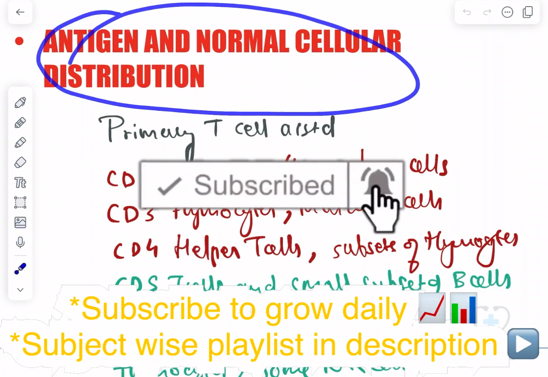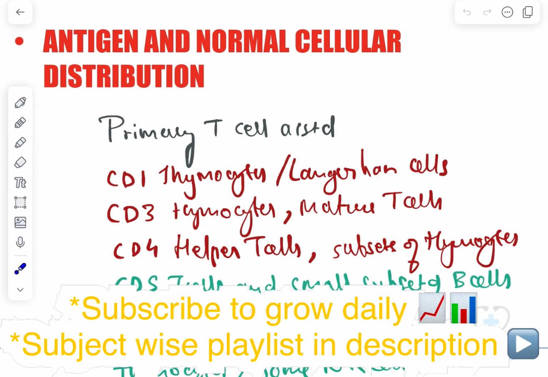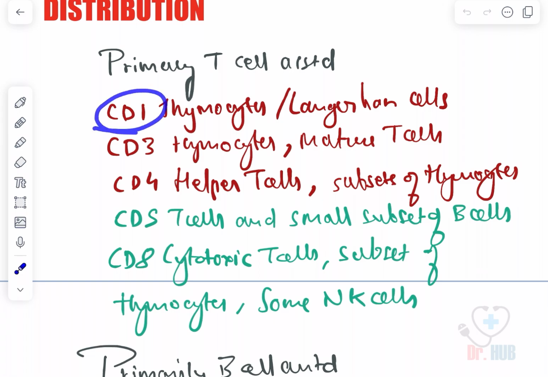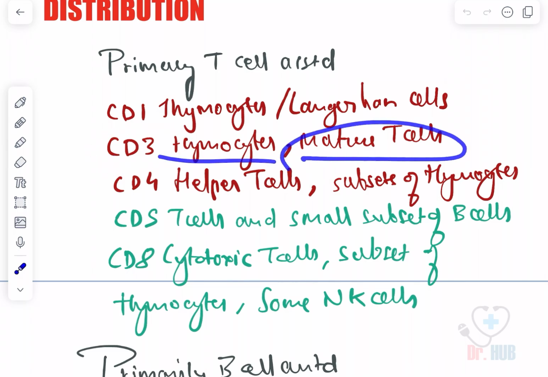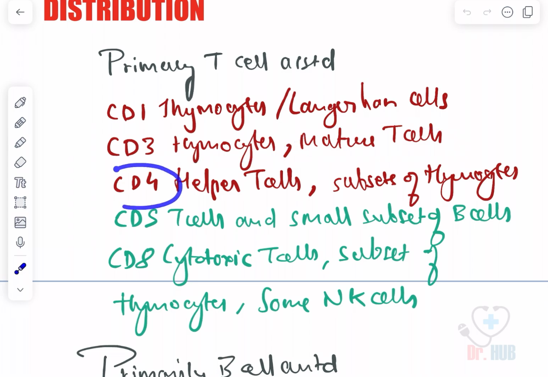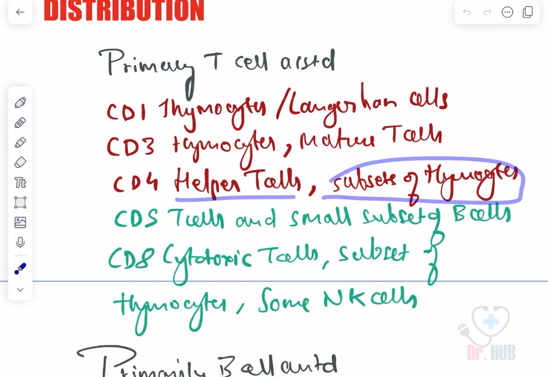Antigen and the normal cellular distribution. So here, looking at the primary T cell associated, this includes the CD1, that is the thymocytes and the Langerhans cells. Then moving on to the CD3, this includes the thymocytes and the mature T cells. And then moving on to CD4, this includes the helper T cells and the subsets of the thymocytes.